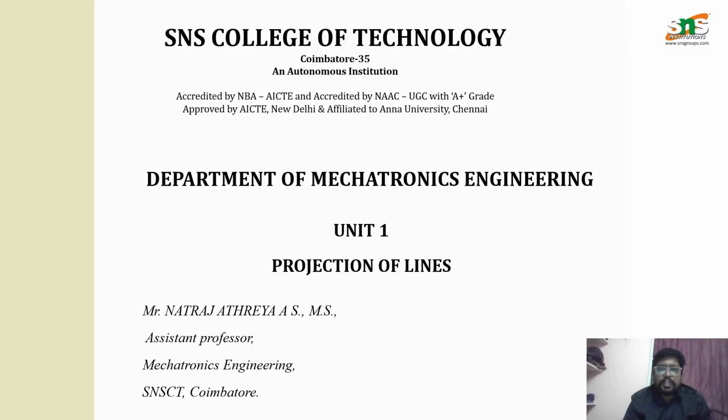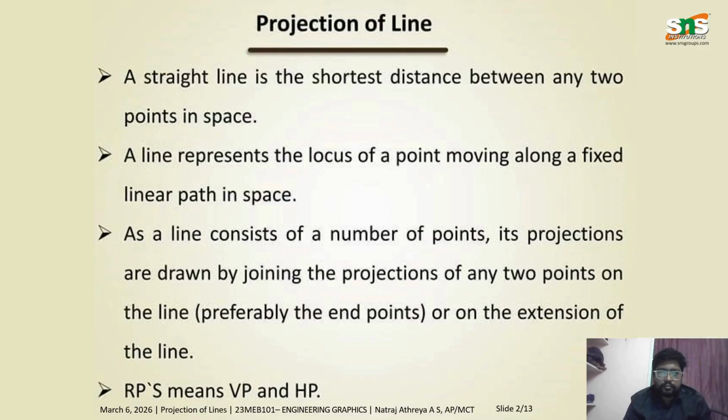A line is nothing but a straight path that connects two points. A straight line is the shortest distance between any 2 points in space. So we know that it is connecting 2 points. The shortest distance is a line, and it represents some point that is in a fixed space, but it should be a linear path. And a line should consist of at least 2 points or more.